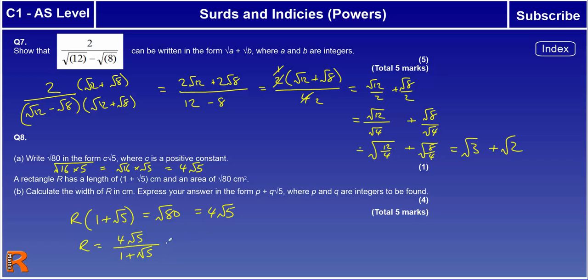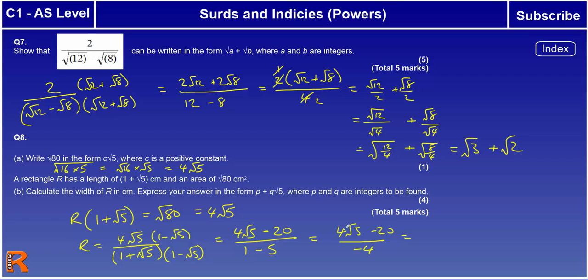So now we actually need to manipulate this because we want it in the form p plus q root 5. So we need to get rid of this surd on the bottom by multiplying by the same thing but with a different sign, so that's plus versus minus. So we've got 4 root 5 times 1, which is 4 root 5, and 4 root 5 times root 5, well, root 5 times root 5 is just 5, so 4 5s are 20, so we're taking away 20 there. And on the bottom we've got 1 minus the square root of 5 squared, which is minus 5. So we've got 4 root 5 minus 20 divided by minus 4.